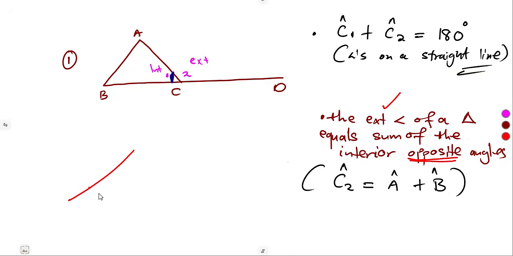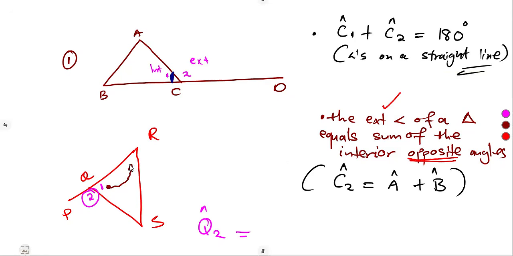Any triangle can be used. We have got P, Q, R, S. Let's say this is Q1, this is Q2. The angle Q2 must be equal to the sum of the opposite interior. This is the interior Q1, but the opposite now is angle R and S. This is our interior, external, internal, but what is opposite to that is what we need. So that's angle R and S. This is our mathematical statement on any triangle.